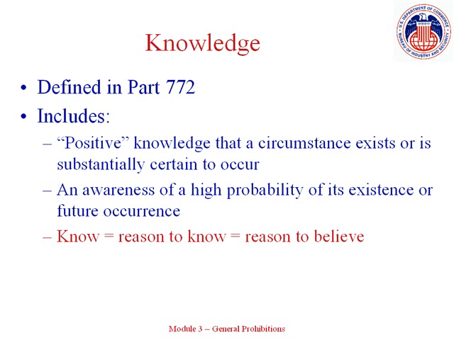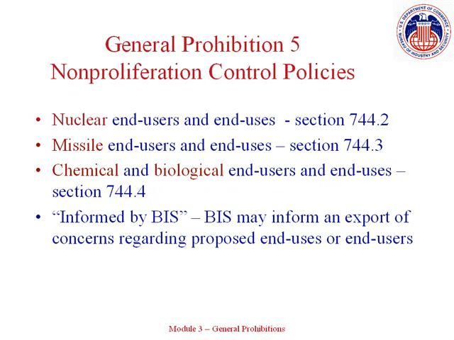It's important to note that knowledge under the EAR goes beyond positive knowledge. It includes an awareness of a high probability that circumstances exist or will occur in the future. Part 744 of the EAR contains end user and end use controls based on U.S. non-proliferation policies related to nuclear, missile technology, and chemical and biological weapons in countries of concern or in some cases worldwide.